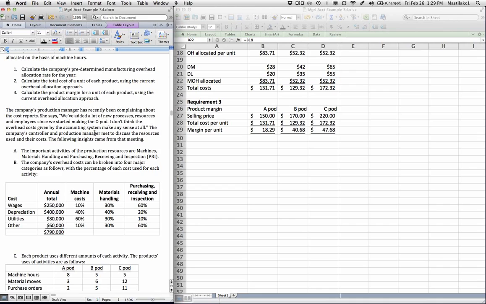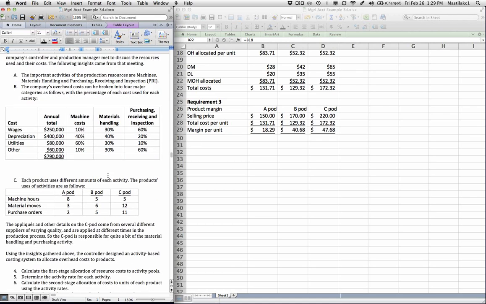The production manager says, look, the CPOD is a pretty complicated product. We've added a bunch of new processes. We have new resources. We've hired some new people just since we started making the CPOD. I don't think it makes sense that its overhead cost per unit is really that low. So a bunch of people have a meeting and they determine a few things.